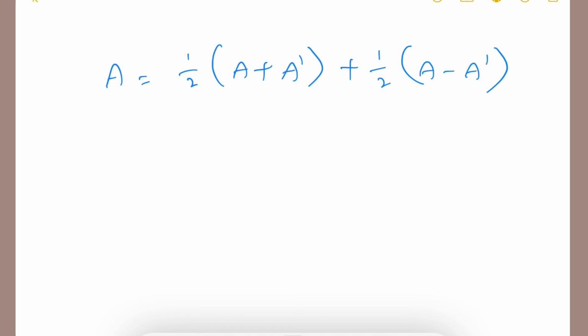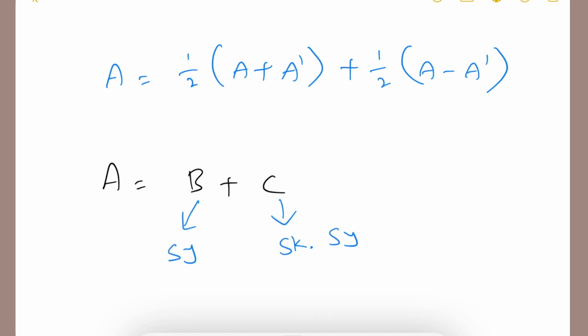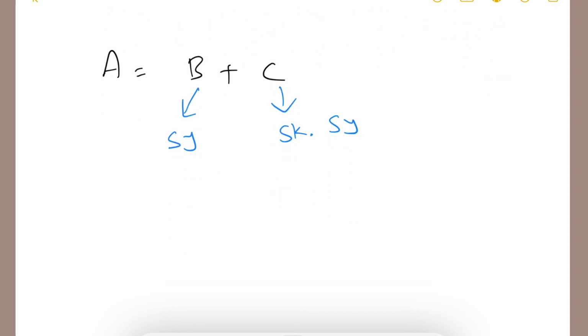Now in the question he asked to prove that A can be uniquely expressed as a sum of a symmetric matrix and a skew symmetric matrix. So matrix A is equal to two more matrices, so I am taking them as matrix B and matrix C, where B is a symmetric matrix and C is a skew symmetric matrix. Okay, now A is equal to B plus C.